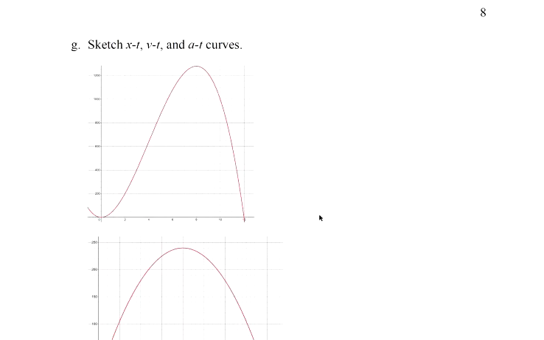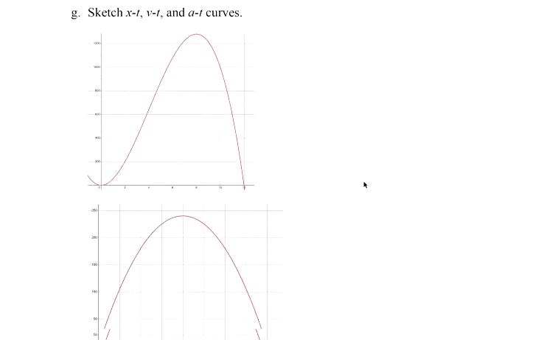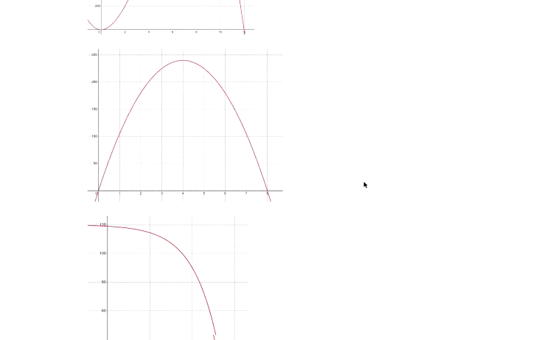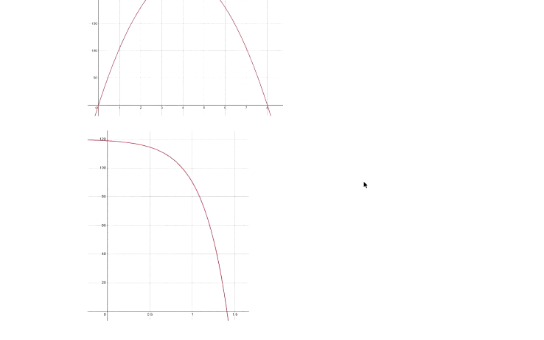Part G, sketch displacement time, velocity time, and acceleration time curves. So I graphed these using the website desmos.com. This first graph is position versus time. The second one is velocity versus time. The third one is acceleration versus time.